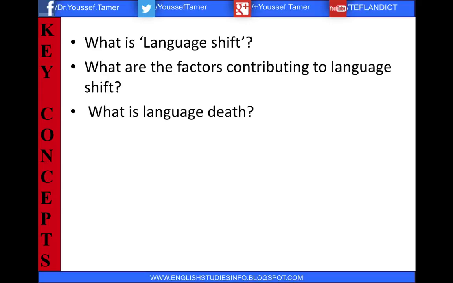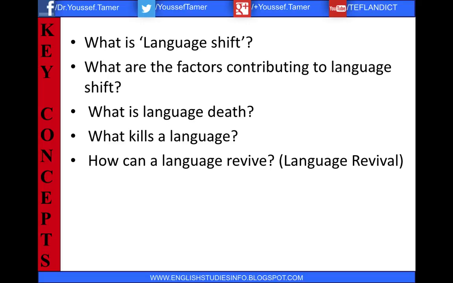What is language death? Okay. What kills a language? Now, when we're going to talk about language death, we'll try also to see the reasons why languages die. Some languages die.